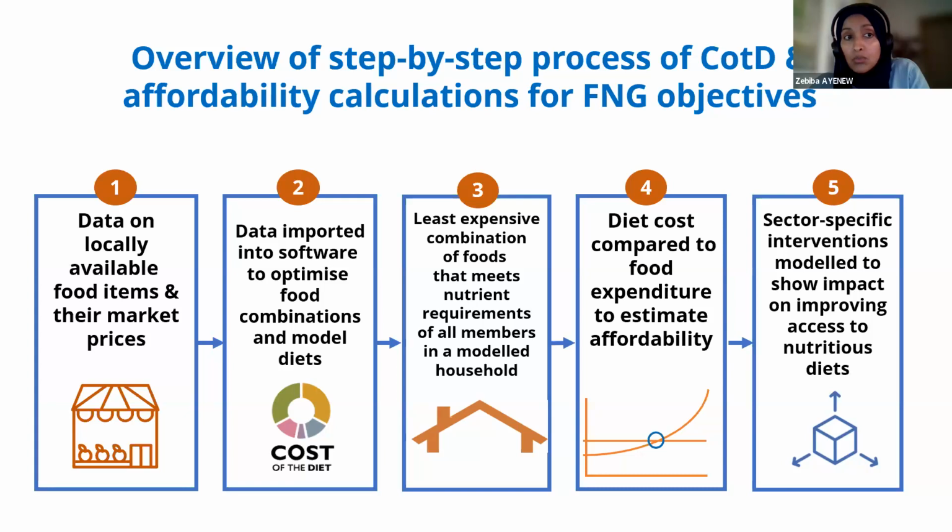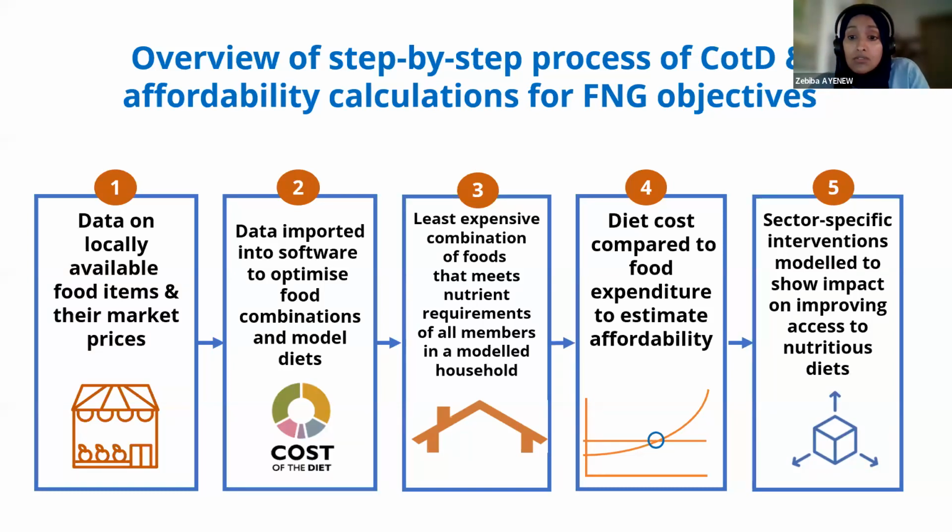Later on, I'll go over which types of data sources we use, but mostly the FNG prioritizes the use of secondary data. And in the second stage, we import this data into the software to optimize food combinations and model diets. In the third stage, this will be to obtain the least cost combination of foods that meets nutrient requirements of all members in the model household. Then in the fourth stage, we compare this calculated cost of the diet to food expenditure to calculate affordability rates.